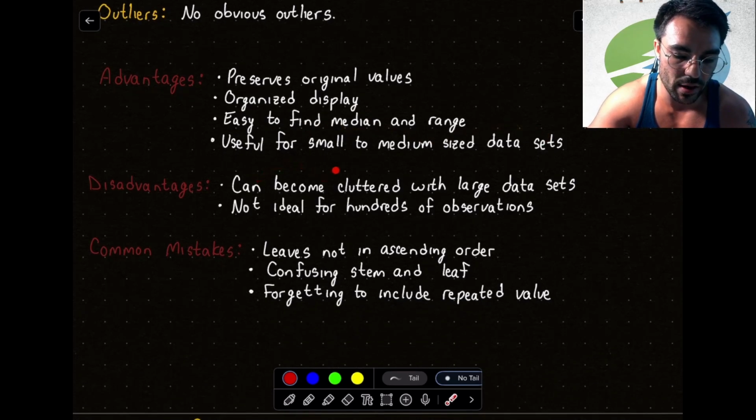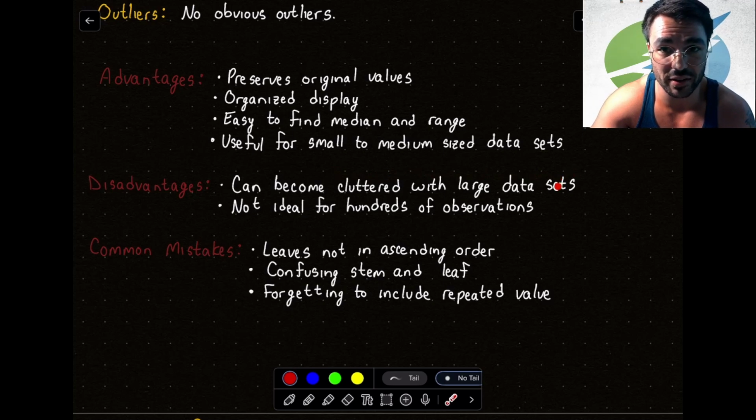Disadvantages: it can become cluttered with large data sets. If you have a lot of values, I would not recommend a stem and leaf plot. Yeah, and likewise, not ideal for hundreds of observations.